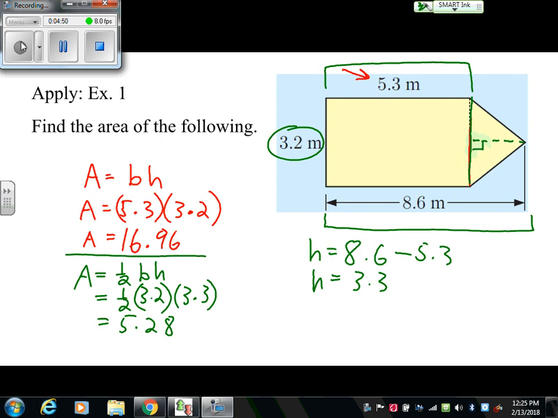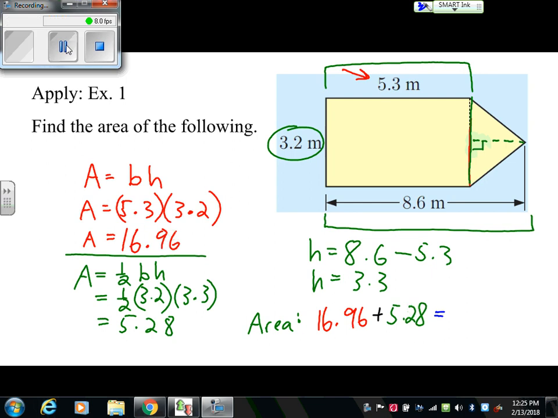I found the area of the rectangle, found the area of the triangle. But remember, what we're doing on our learning intention here today is finding the area of combined figures. This is combined from a rectangle and a triangle. In order to combine their areas, we need to add them together. So for my total area, I'm going to have the 16.96, which came from my rectangle. I'll write that in red. Plus the 5.28 that came from my triangle, written here in green. And then my final answer, I'll put together here in blue.